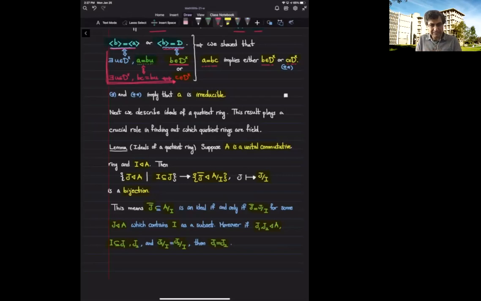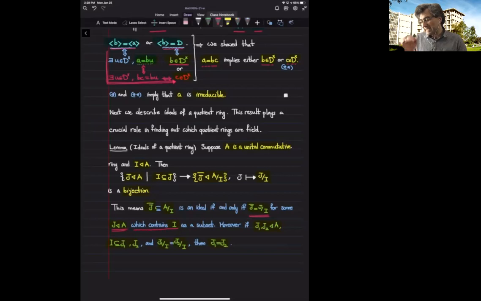And this brings us to this next lemma, which seems pretty similar to the correspondence theorem in group theory, where we understand the possibility of subgroups or subgroup structures of quotient groups. Okay, so suppose A is a unital commutative ring and I is an ideal of this ring. I want to understand ideals of A over I. What are they? The claim is that all ideals of A over I are of the form J over I for some ideal J of A which contains I. Otherwise, J over I doesn't make sense. You see, J over I only makes sense when J contains I as a subset, as a subgroup.